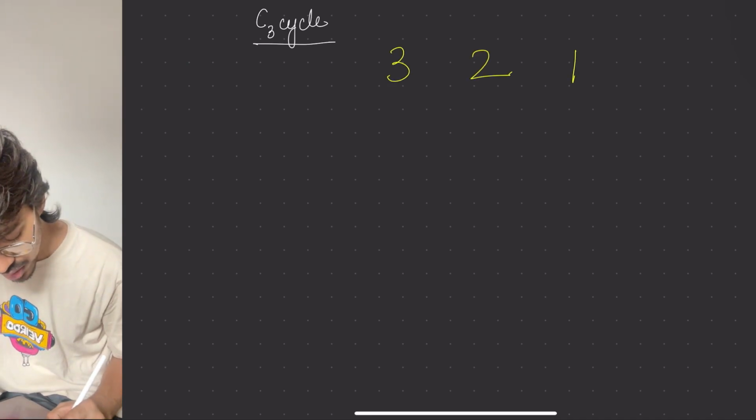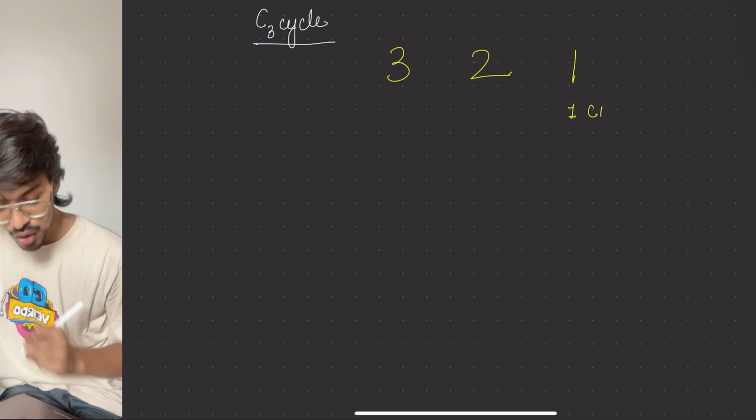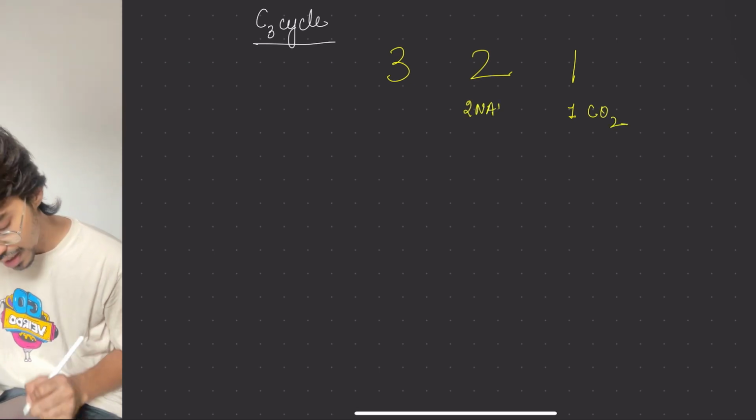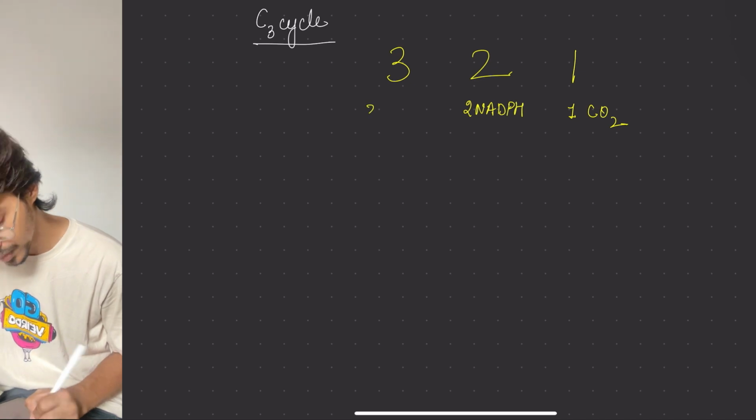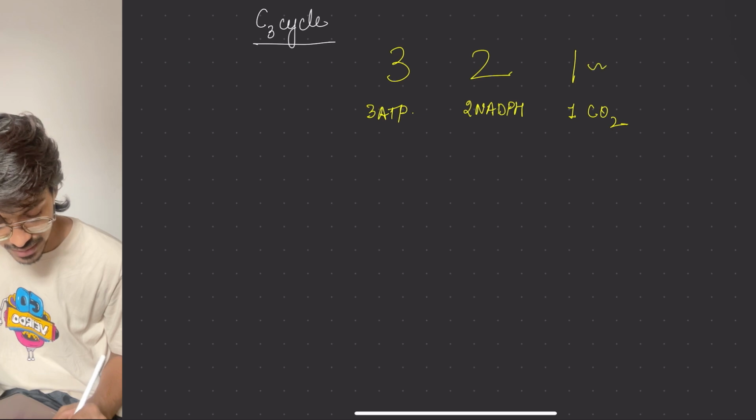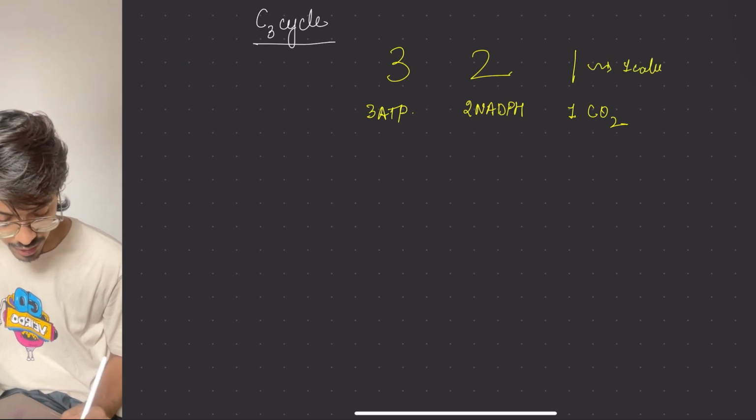It means for fixing one carbon dioxide, we require 2 NADPH and 3 ATP. Meaning in one Calvin cycle, this much will be required.